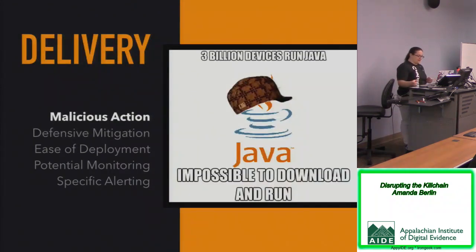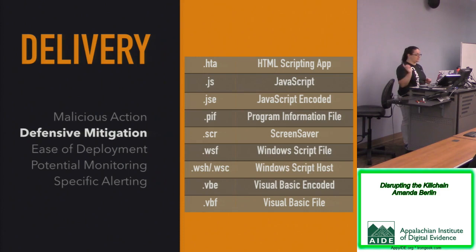So now we're on the delivery step. As we all know, most ransomware is distributed through means of phishing, sometimes targeted, sometimes not, or could be just like a mass email. But there are several defensive mitigations that you can do at this step. One that I really highly recommend, and I don't really see a whole lot of people do, is assess what types of attachments or file types that you need in an organization.